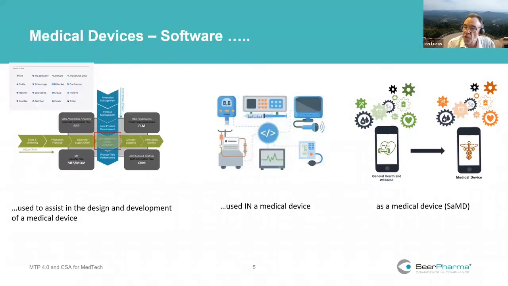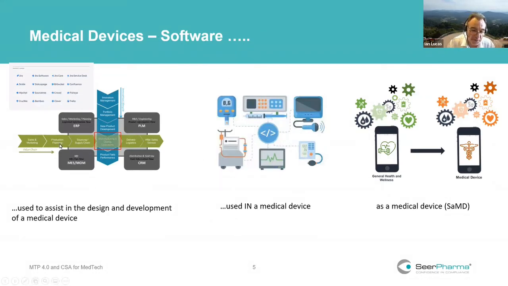Okay, so software with medical devices. There are three main areas with this, and the first is software that's used in the development of a medical device. These are your project lifecycle management systems, your manufacturing execution systems, any sort of computer systems that you use now. A lot of you are probably using the Atlassian suite of products, Confluence, Jira, etc. They fit into this scheme of things.